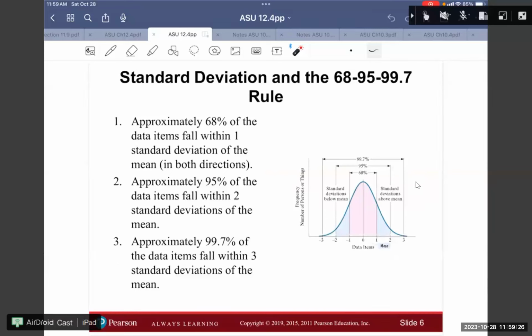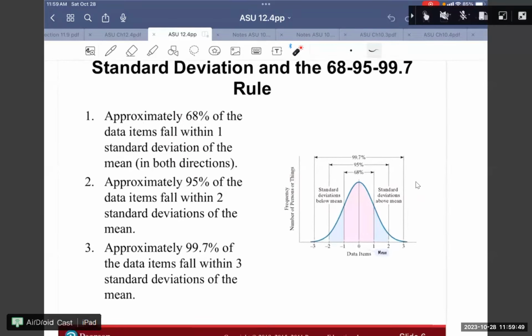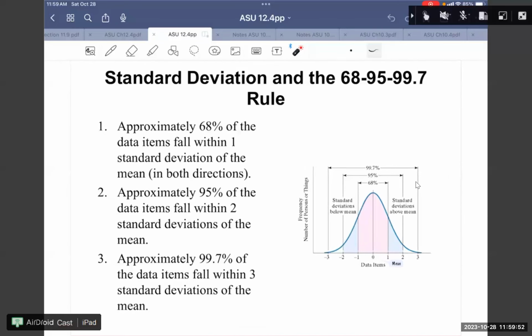So we have the standard deviation and the 68, 95, 99.7 rule. First, approximately 68% of the data falls within one standard deviation of the mean in both directions. So first, approximately 68% right here, from here to here. That is 68%, within one standard deviation on each side.